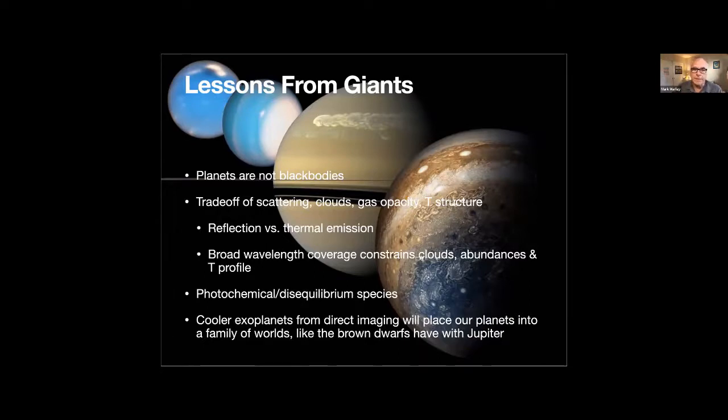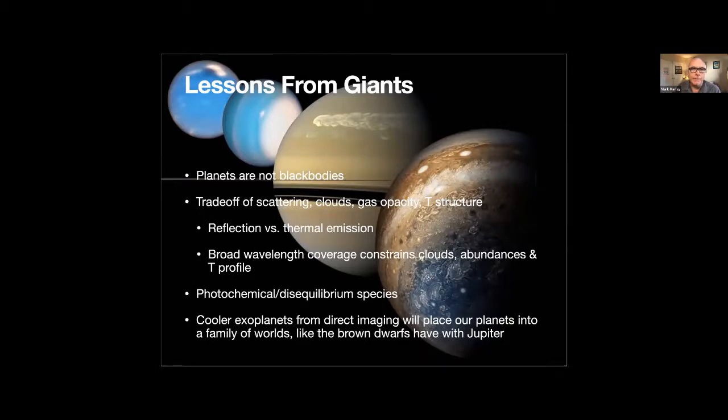The reflection and thermal emission are generally, but not always, different domains. And having this broad wavelength coverage is really crucial. That's what legacy planetary science uses to constrain the cloud properties, the atmospheric abundances, and the temperature profile. The photochemical disequilibrium species are important.